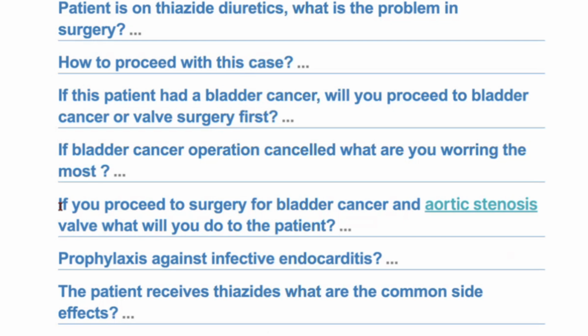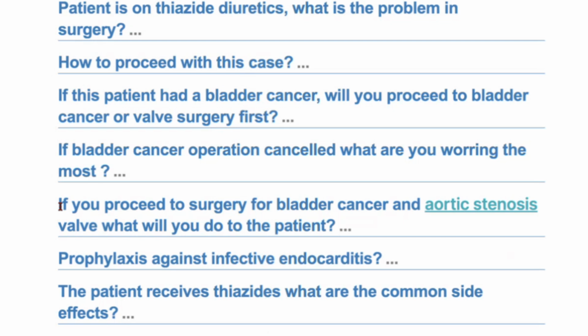So here I would consider having an MDT discussion with the urologists, the cardiothoracic surgeons or cardiology, and this patient can then be decided based upon clinical priority, which is the first procedure they would like to do first. And what do you think? In this instance, my personal opinion, I would proceed with the bladder cancer surgery first.